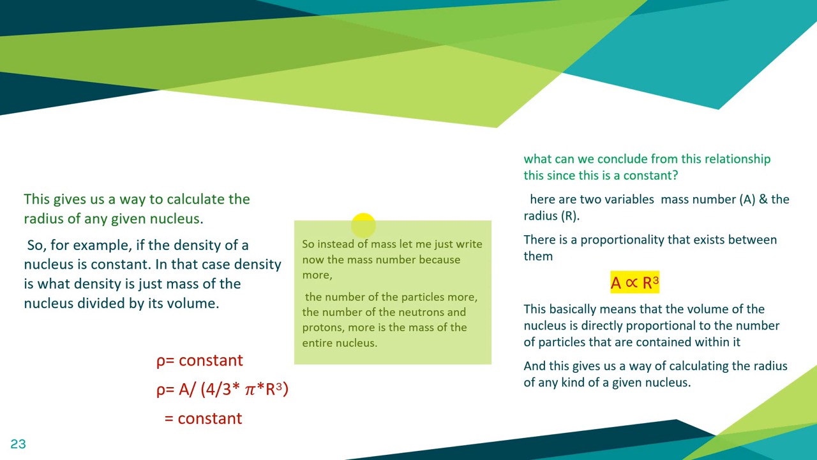Now, this gives us a way to calculate the radius of any given nucleus. So, for example, if the density of a nucleus is constant, in that case, density is just the mass of the nucleus divided by its volume. So instead of the mass, let me just write the mass number, because the more the number of particles, the more the number of neutrons and protons, the more is the mass of the entire nucleus. The mass number divided by the volume, which is 4/3 π R cubed, where R is the approximate mean radius of this kind of nucleus, is basically equal to a constant.